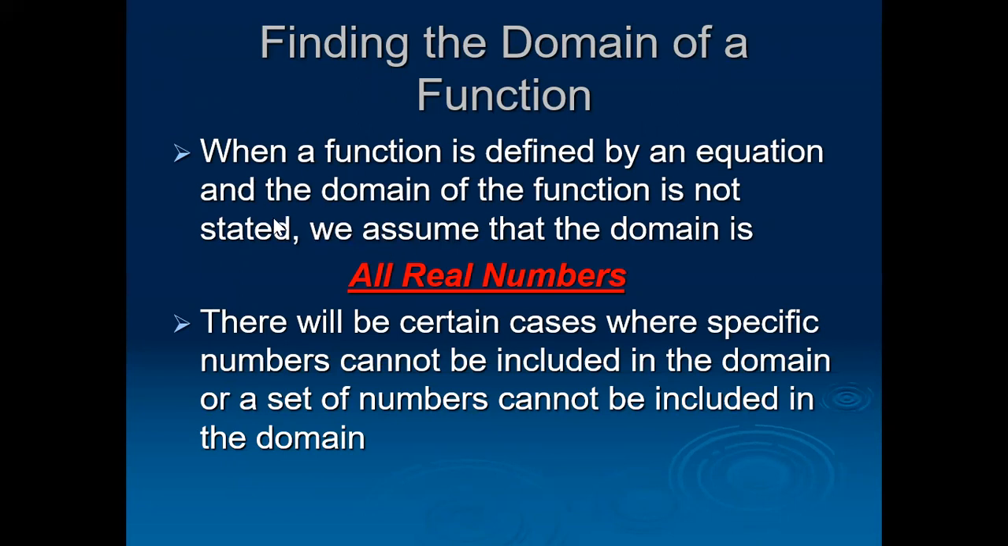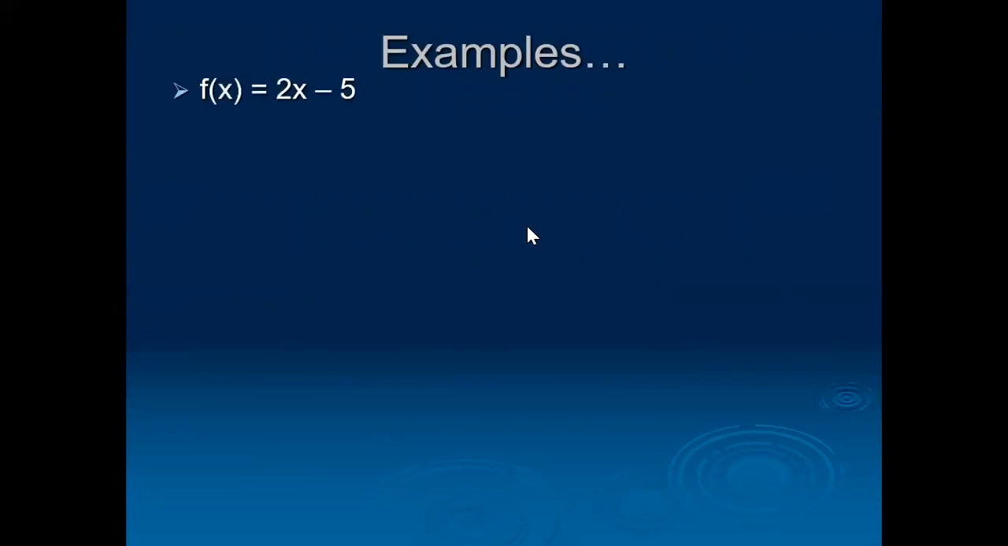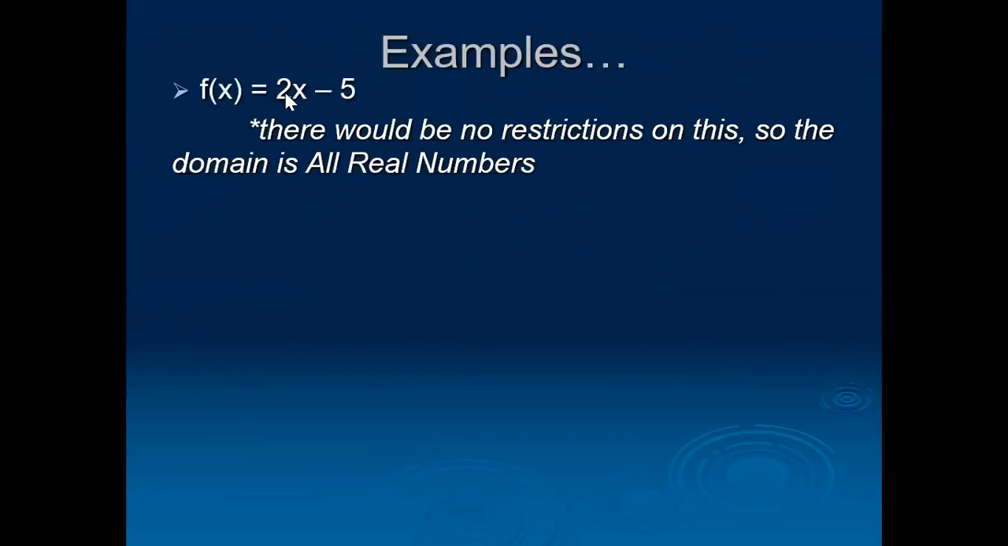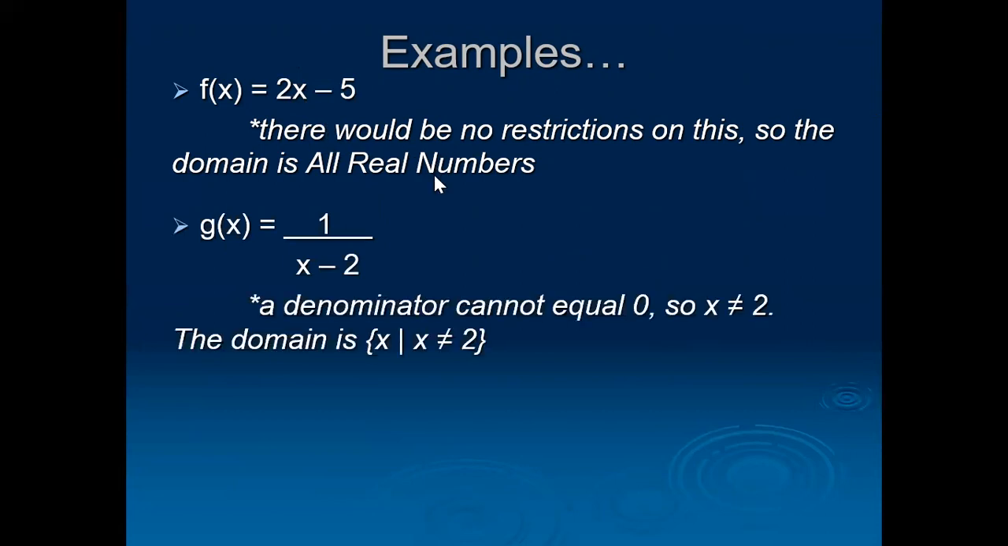And so let's talk a little bit about the limitation of the domain. In certain kinds of equations, we have to limit what can be part of the domain, what can be an x coordinate, and we'll look at those. All right. So in this case, you can put any real number as x and you'll get an actual response. In this case, since we know by a rule that a denominator cannot be equal to 0, x can't be 2. It can be anything but 2.